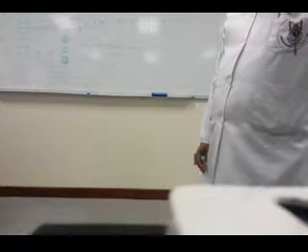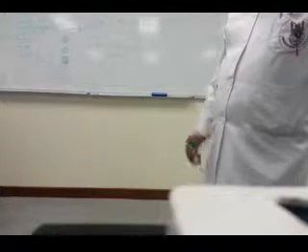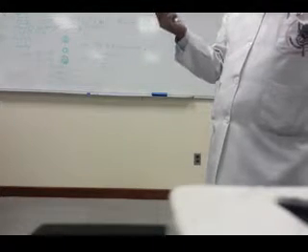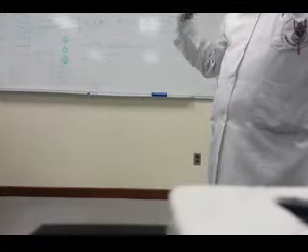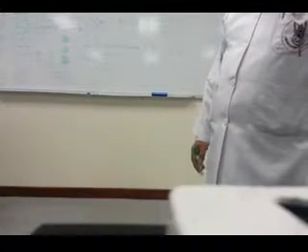MCV below 70. MCV is 60 femtoliter. What will happen to the cell? That cell will be smaller in size. 76 to 96 is normal. Below this, smaller in size, microcytic. Above 96, macrocytic. Clear?